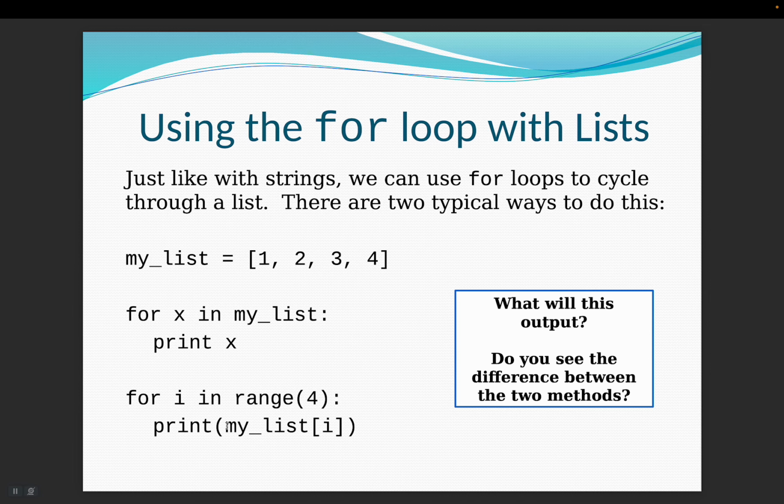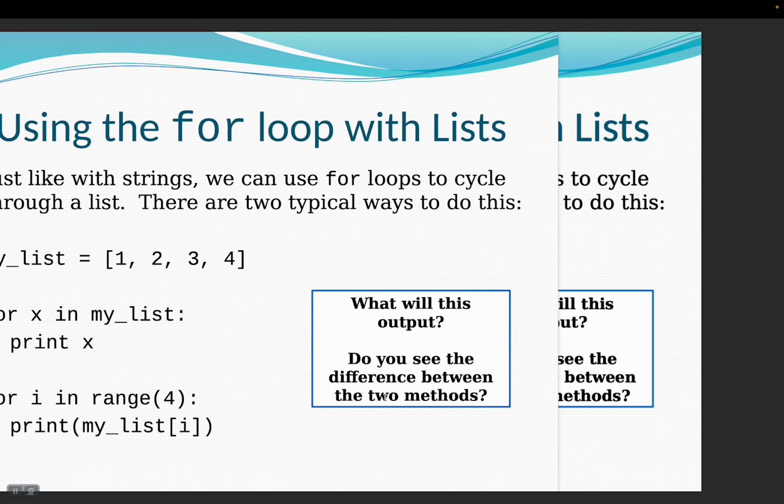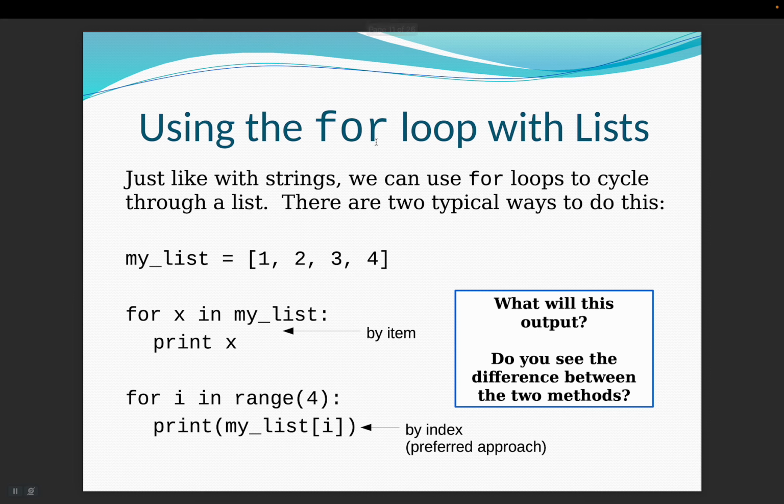So now we're going to print out the list at index 0, 1, 2, 3, which is going to do the exact same thing as this. But this one is cleaner and easier to read. This one is harder to understand. So that is using for loops with lists. This one is using the index, and this one is just by item.